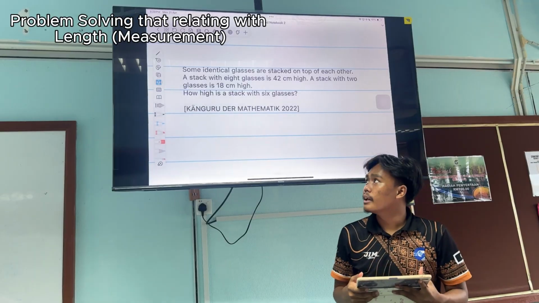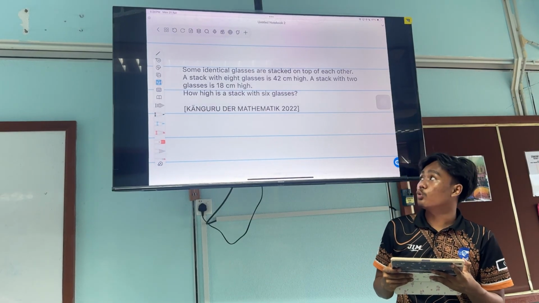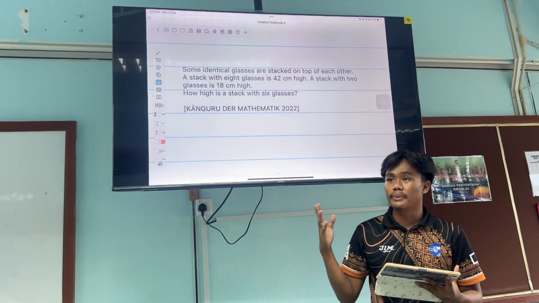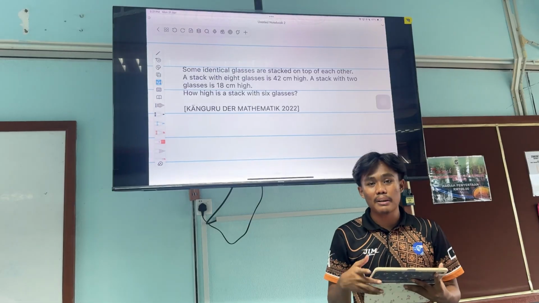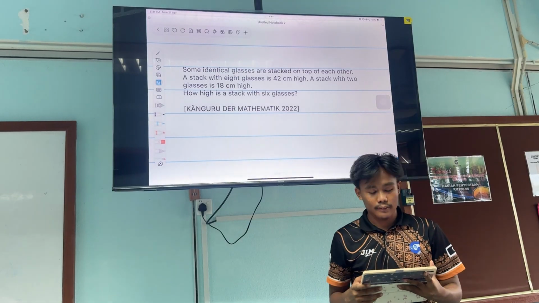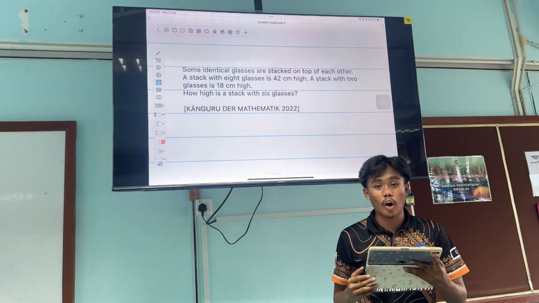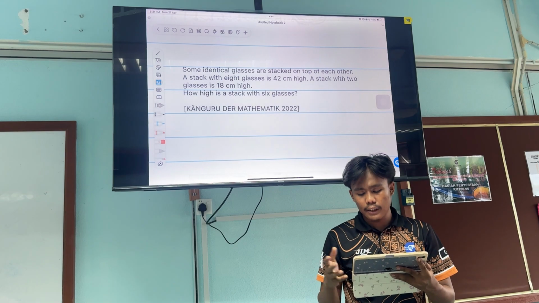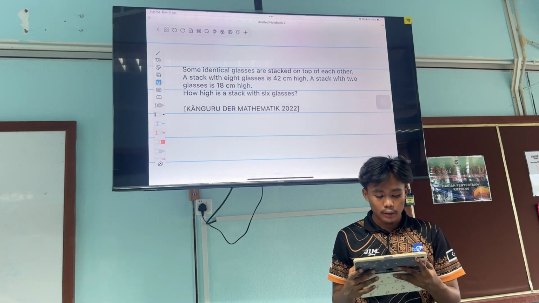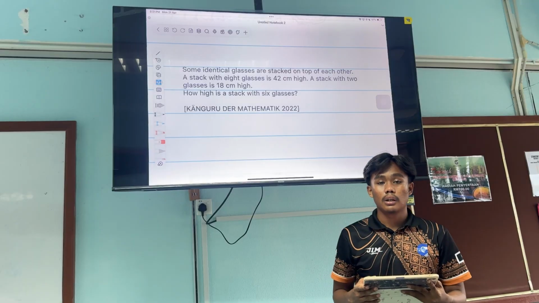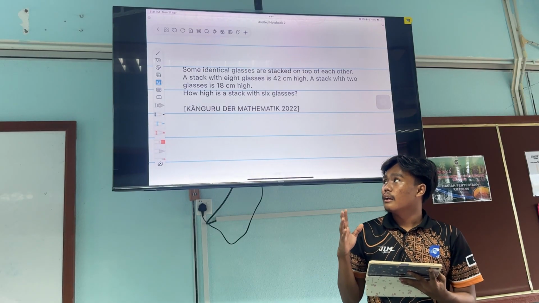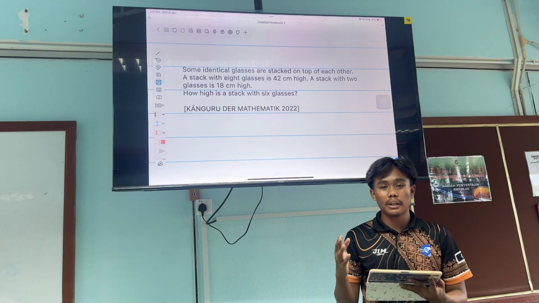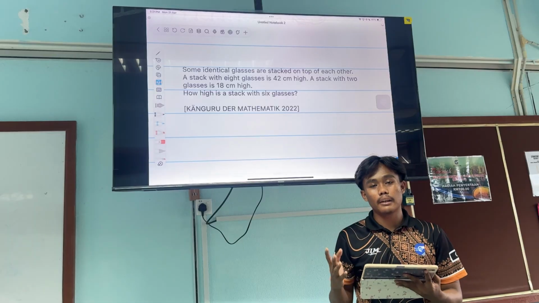I have picked this question from Kangaroo Mathematics in 2022. This question tests our ability to solve a problem relating to measurement. Let me read this question first. Listen carefully. Some identical glasses are stacked on top of each other. A stack with 8 glasses is 42 cm high, and a stack with 2 glasses is 18 cm high. So how high is the stack with 6 glasses? This question wants to test how far our knowledge goes about measuring height when the objects are stacked.